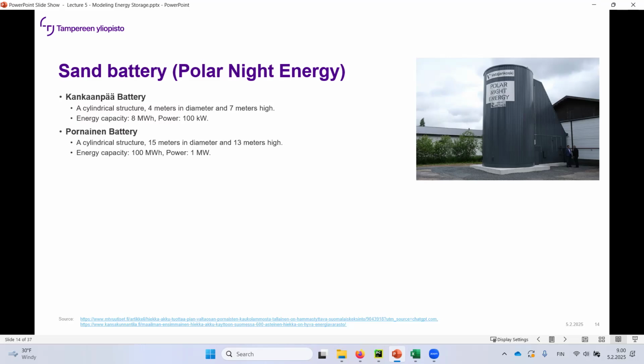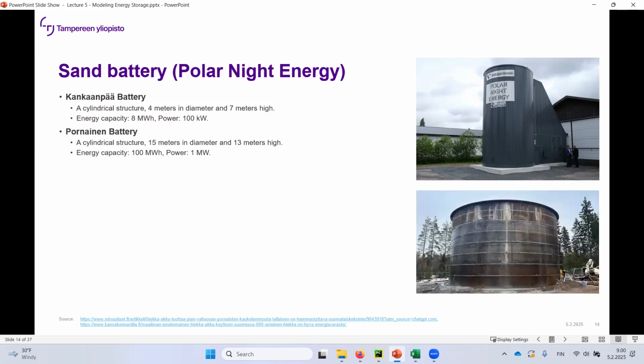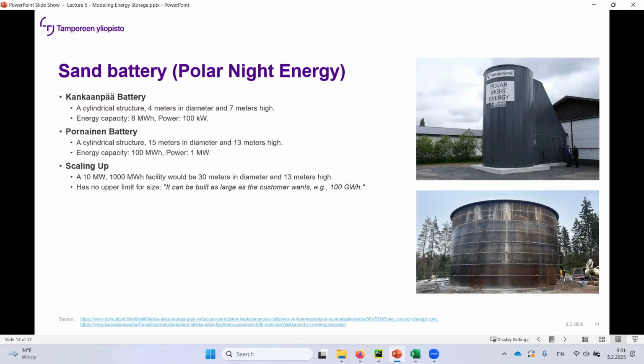So Kankaanpää battery is going to be the first. Pornainen is the one that's being built at the moment. It's 15 meters in diameter and 13 meters high. So it's 10 times larger, 1 megawatt, or 100 megawatt hours, scaling up to, let's say, 10 megawatts and 1 gigawatt hour, 30 meters and 13 meters high.